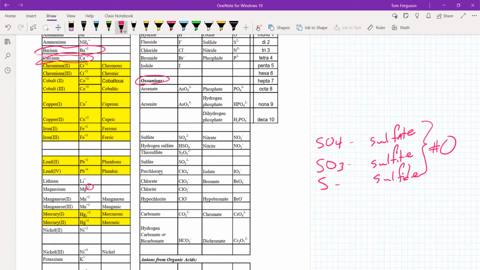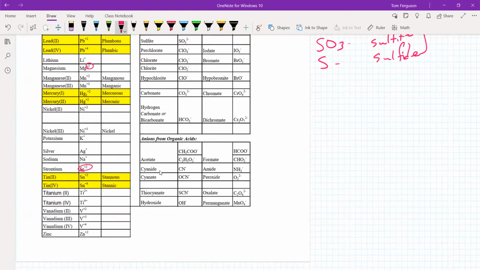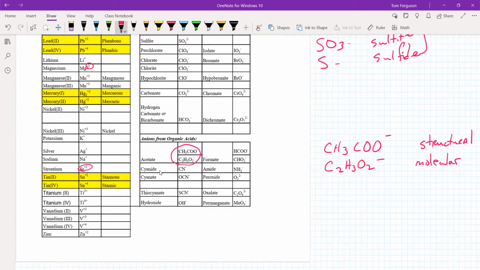Okay. Acetate. Acetate comes from acetic acid. It's the salt of the acetic acid. Acetate can be written a couple different ways. One is a structural version. And the other is a molecular version. The structural version is much more informative of the structure of the molecule than the molecular formula. Molecular formula just says how many carbons, hydrogens, and oxygens we got. It doesn't say how they're put together.